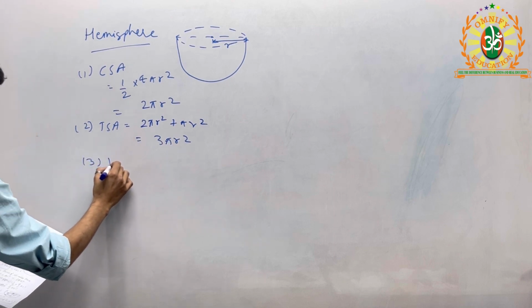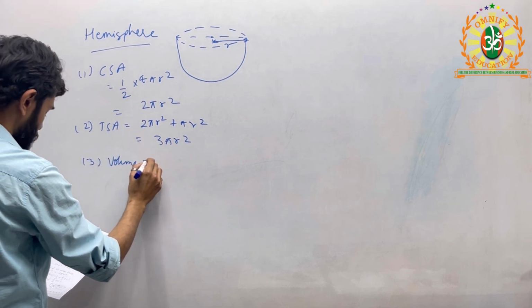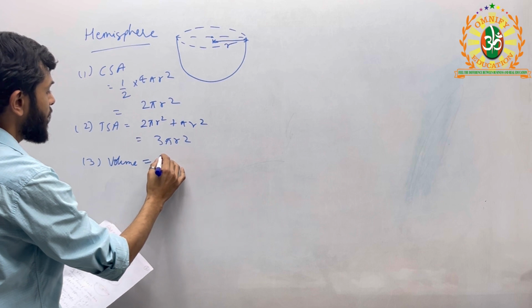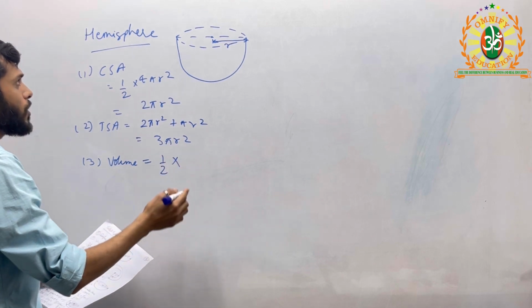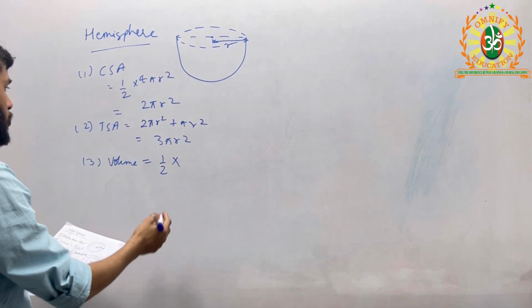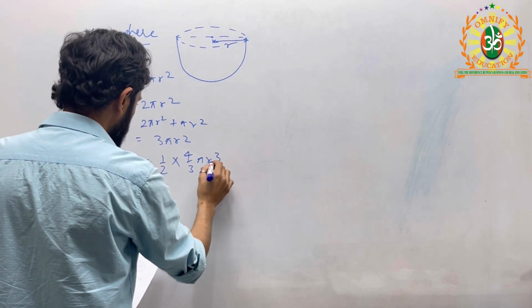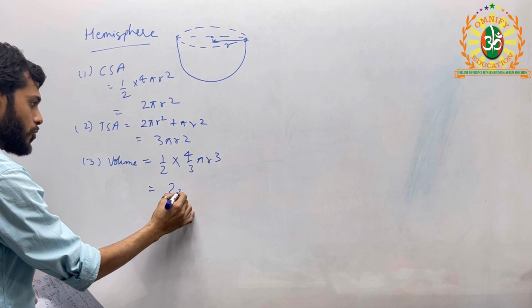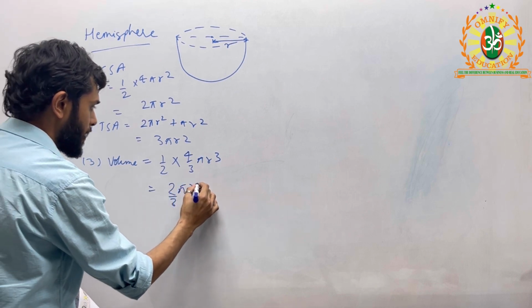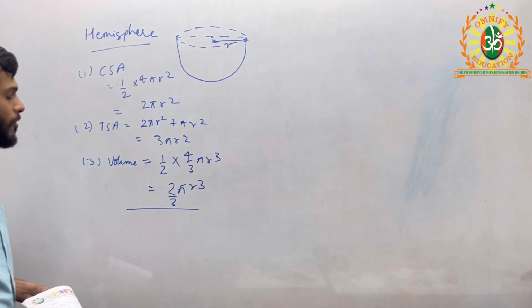And the third is the volume of the hemisphere. Volume of the hemisphere would be half into the volume of a sphere, because it is half. So half into 4 by 3 pi r cube, which would give you 2 by 3 pi r cube, which is the volume of the hemisphere.